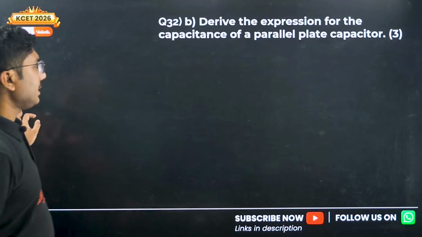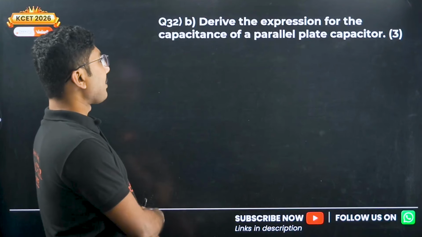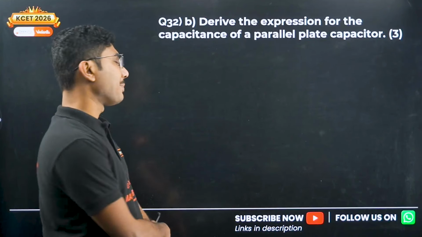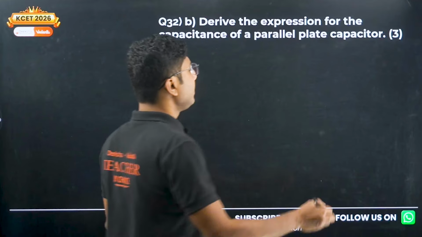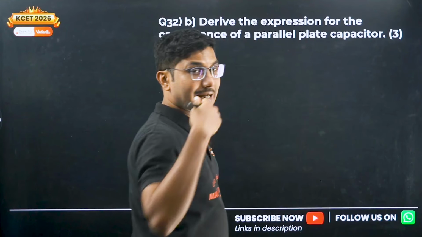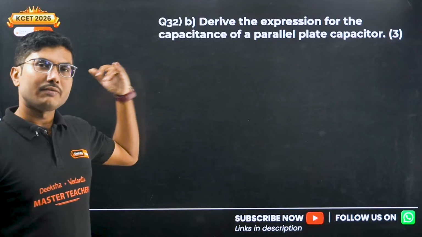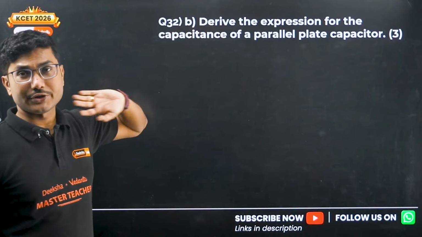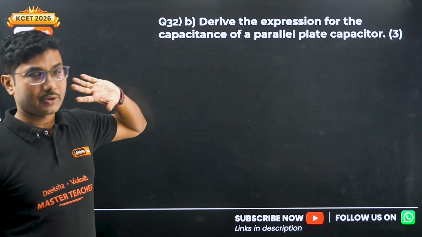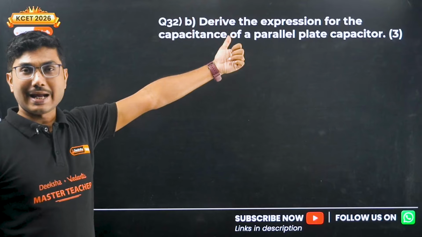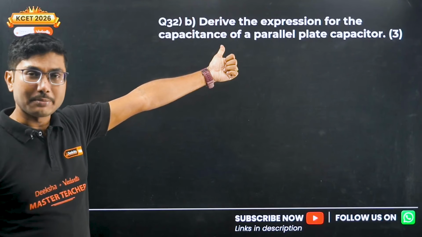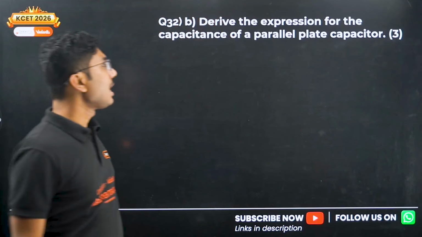Now next, derive the expression for the capacitance of a parallel plate capacitor. Again, an important derivation. This can come as a 3-marker separate question. This can come as a part of a 5-marker question, but by itself this question will not come as a 5-marker. It can be asked in a short answer type 3-marker. It can be asked as a derivation as well.